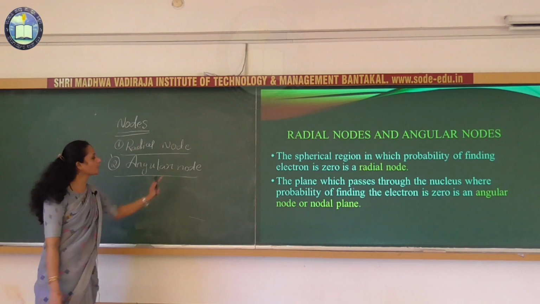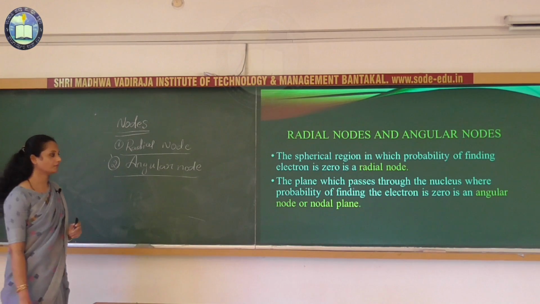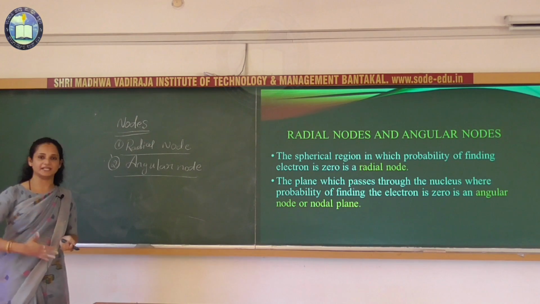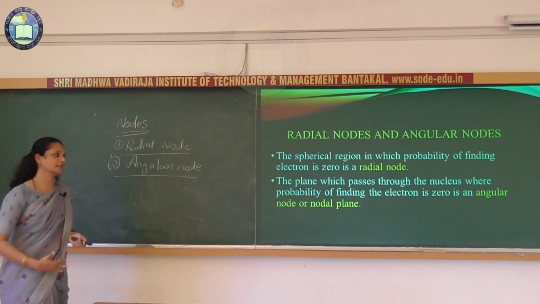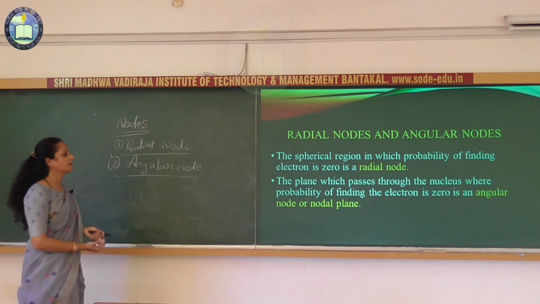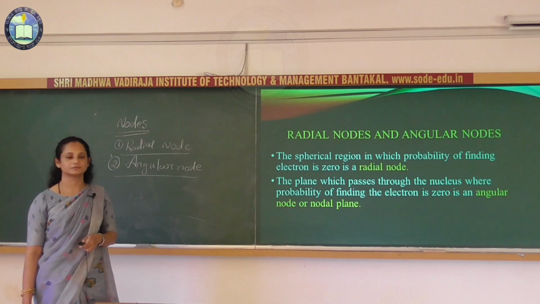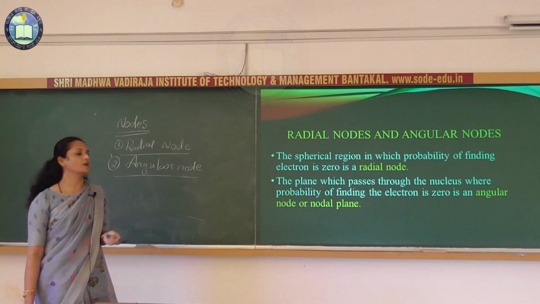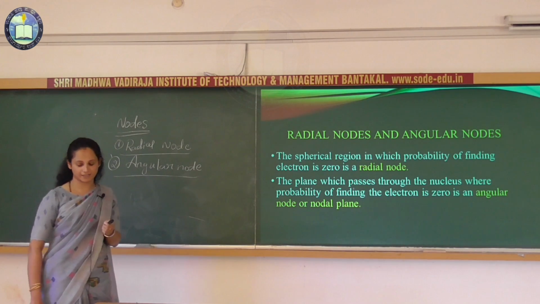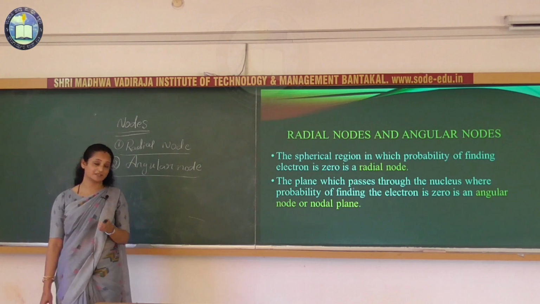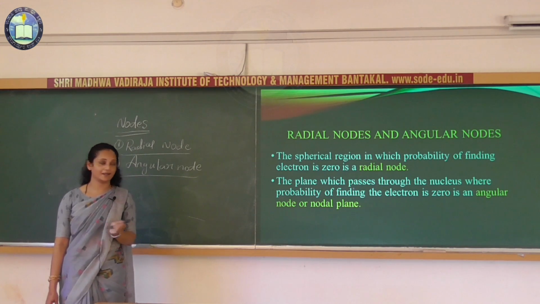Then angular node means the plane. We have to imagine a plane. We have to pass this plane through the nucleus, where the probability of finding the electron becomes 0. So this plane is called angular node or nodal plane. Angular node or nodal plane. Two types of nodes. I will explain using the diagram.